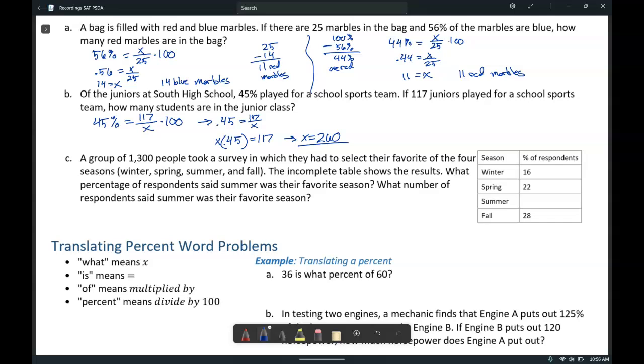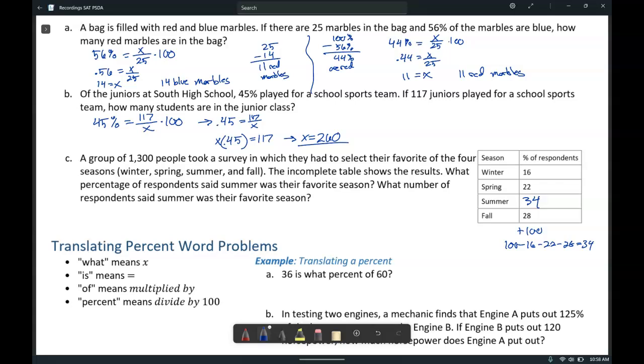A group of 1,300 people took a survey in which they had to select their favorite of the 4 seasons. The incomplete table shows the results. What percentage of respondents said summer was their favorite season? And then what's the actual number of respondents? So we can start with the percentage. The percentages have to add up to 100. So what we can do is subtract all of these values from 100 to figure out the missing percent, which is 34. So we know that 34% of respondents said that their favorite season is summer.